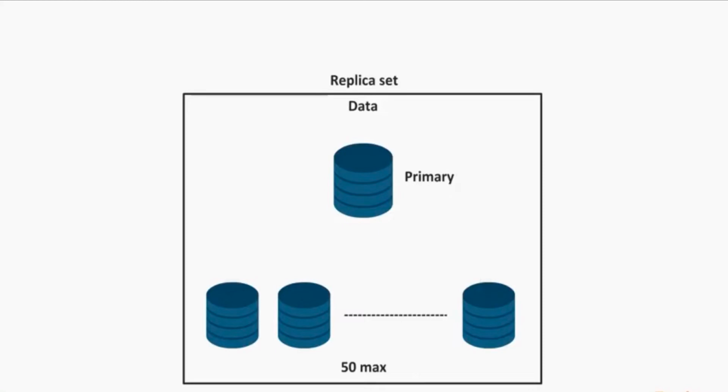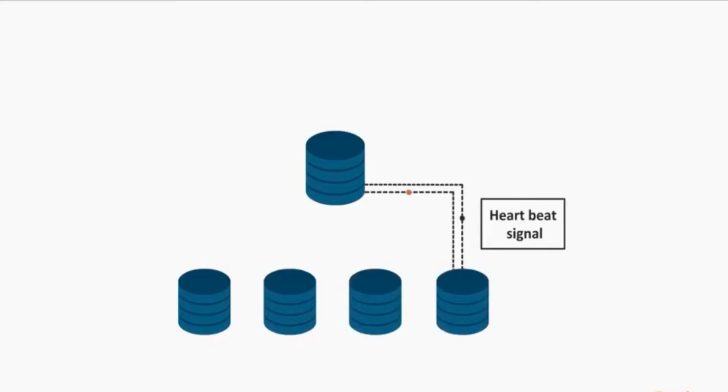Now, how does this exactly work? The primary continuously keeps on sending heartbeat signals to its secondaries. The secondaries in turn send heartbeat signals to the primary. In this way, both the primary and secondaries are aware of each other's health and status. Now, in case the primary is not responding for a long time, or if a secondary is not responding to the heartbeat signal for a long time, whoever is not responding is considered to be dead. If it is the primary that is dead, then an election will be triggered, and whoever wins out of the secondaries based on certain criteria will become the new primary.